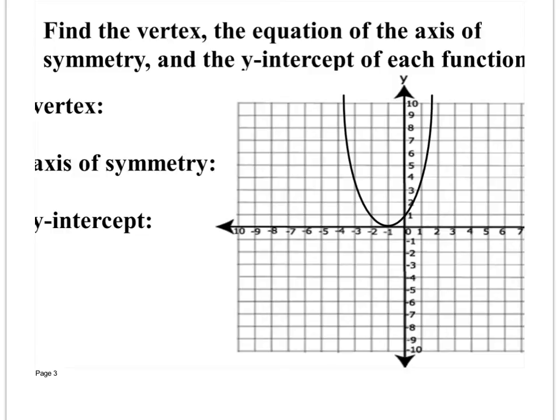So what's the vertex? We can tell by just looking at this. What is the vertex here? Negative 1, 0. What's the axis of symmetry? Negative 1. It's the line that splits it. And what's the y-intercept? 1. Easy enough, right?